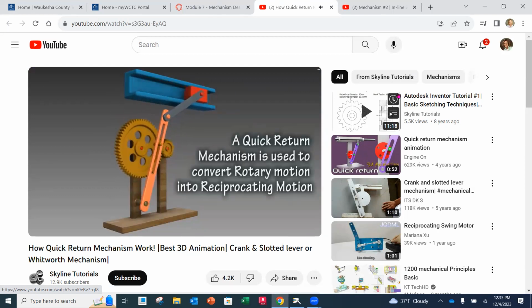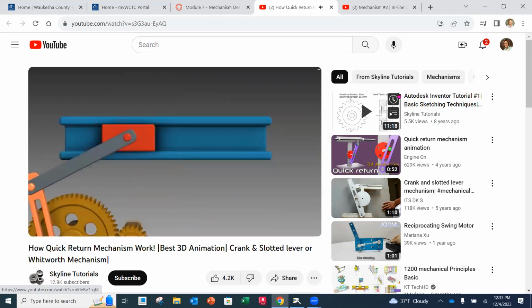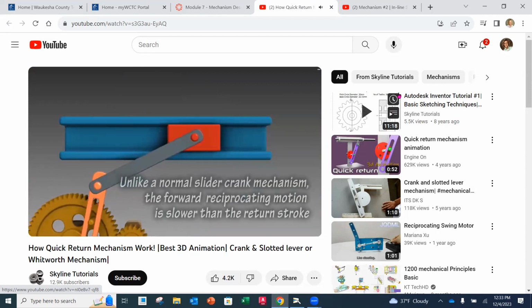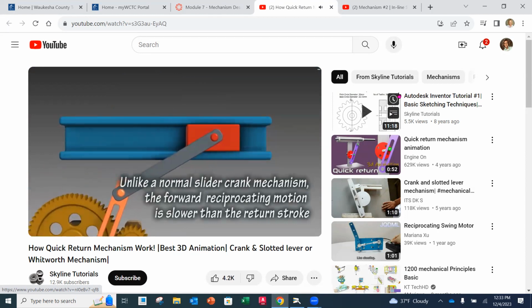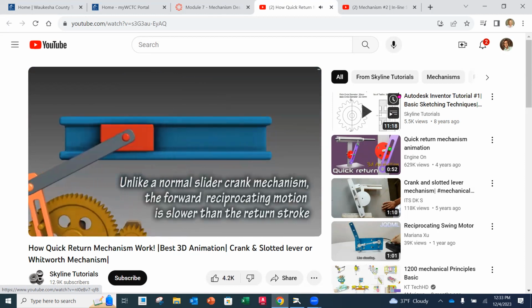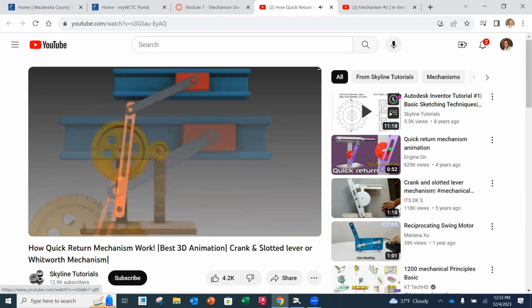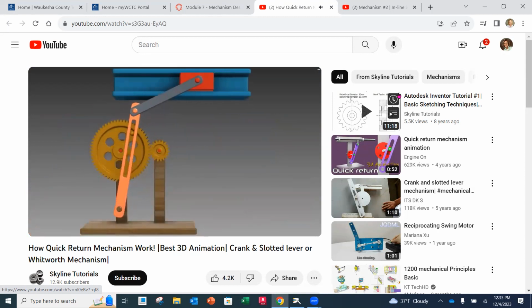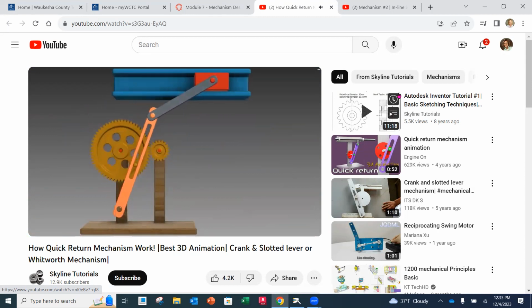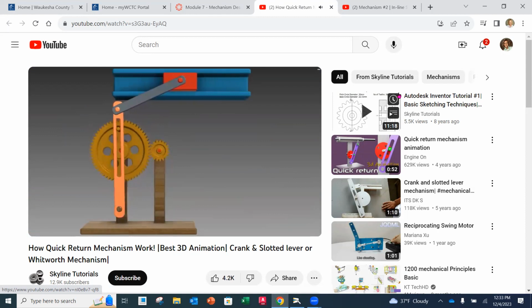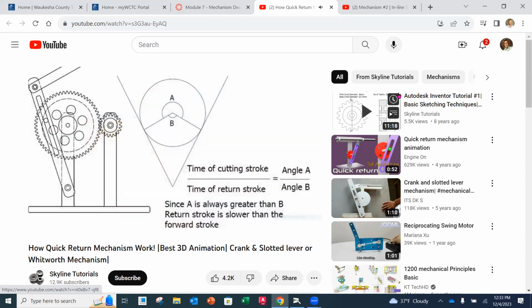You'll notice here, as the slider goes to the left, that's going to be the slower side. And as it goes back to the right on the return stroke, it's going to be going faster. Because it's the return stroke where technically no work is going to be done, we want to make that return stroke as fast as possible.